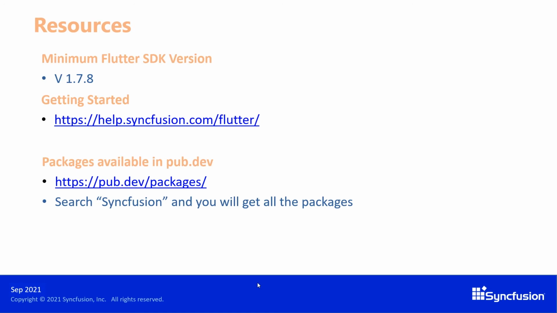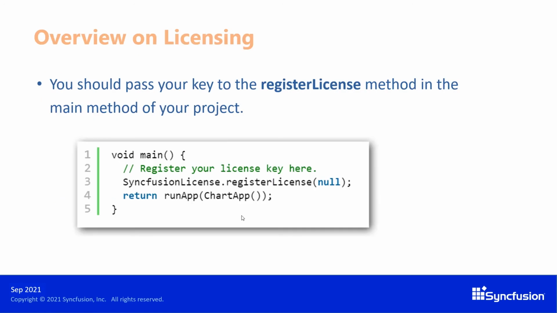And to get started with the Syncfusion Flutter widgets, you can always go to help.syncfusion.com/flutter, where you can see the help documents to guide you through creating your widgets. Then you have all the packages available at pub.dev packages, and you can search Syncfusion and you will get all our packages. Let me give you an overview on licensing.